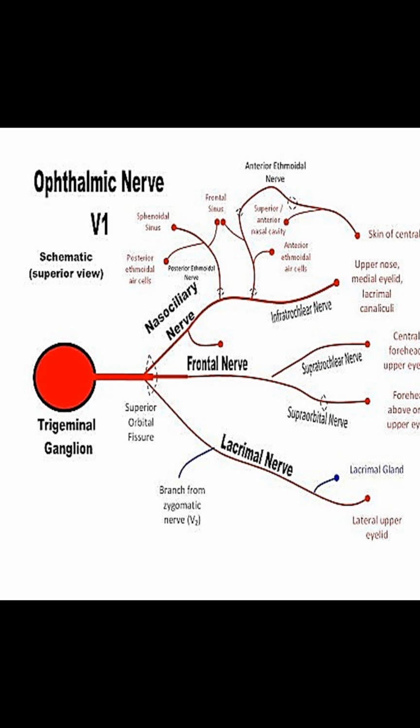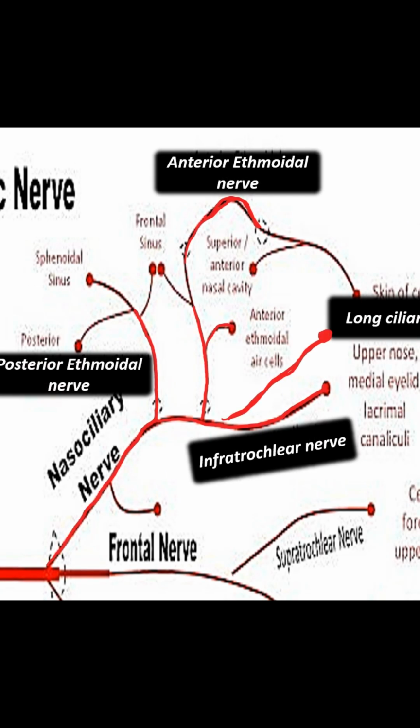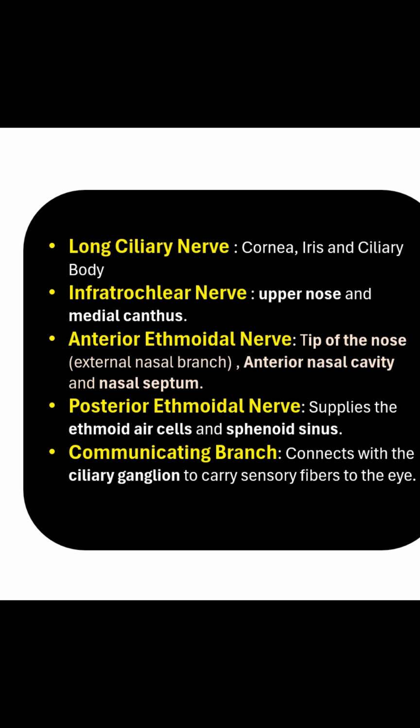Okay, so now this is the diagram. Let's zoom it out and see that we basically have 5 branches. Over here 4 are labeled, and let us look at them. So we have the long ciliary nerve, infratrochlear nerve, anterior ethmoidal nerve, posterior ethmoidal nerve, and the communicating branch.